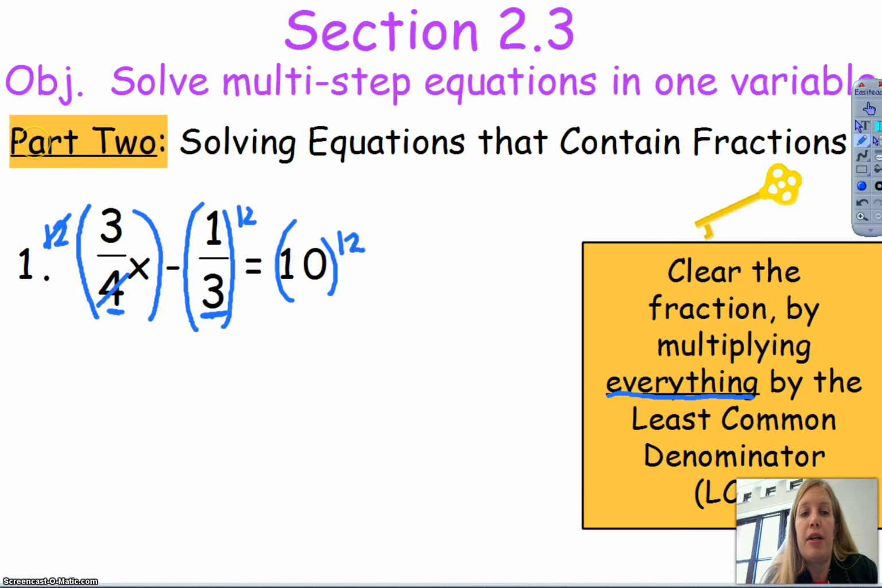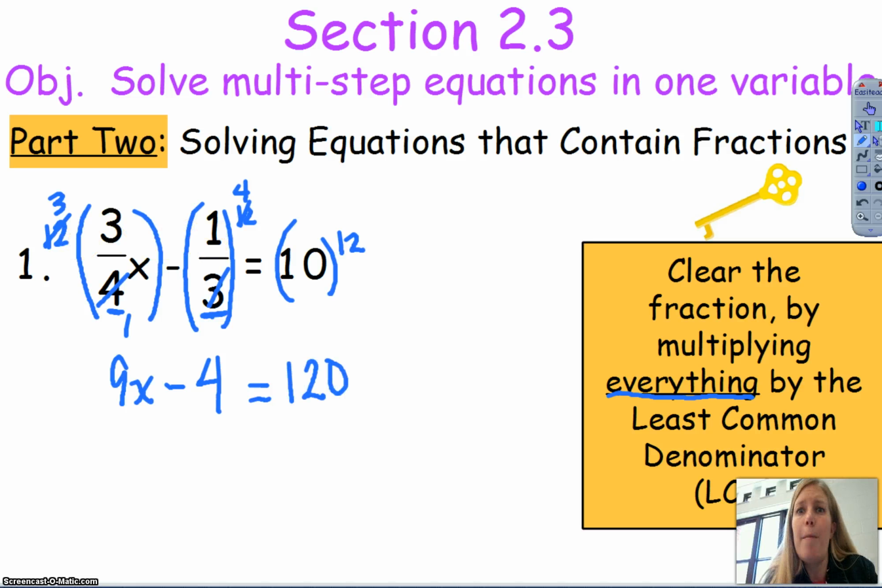When you multiply this first fraction by 12, the 4 and the 12 are going to cancel out. They're going to become 1 and 3. So you're left with 3 times 3, 9x. Bringing down my minus. 1/3 times 12, the 3 and the 12 can cancel out. You get a 1 and you get a 4. 4 times 1 is 4. 12 times 10, 120. This equation here, much easier than the one with the fractions.